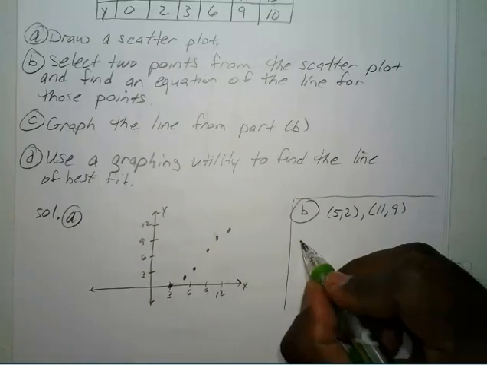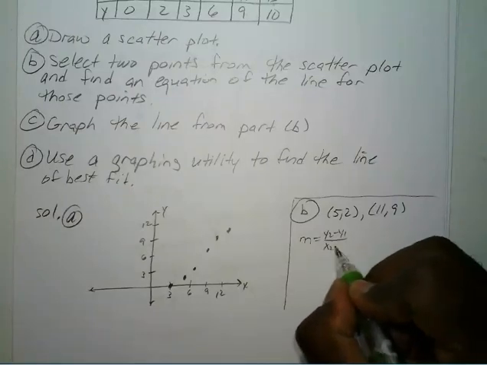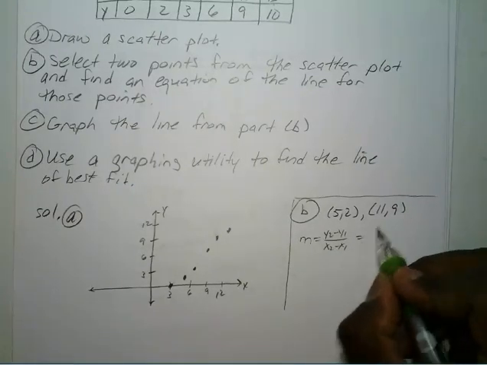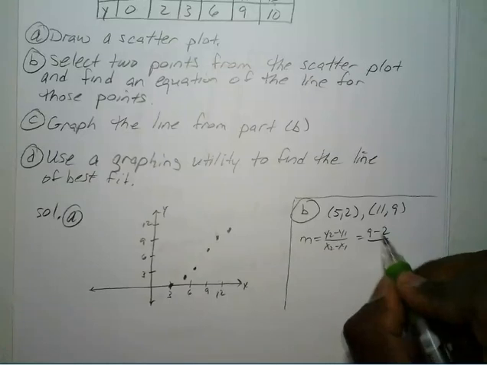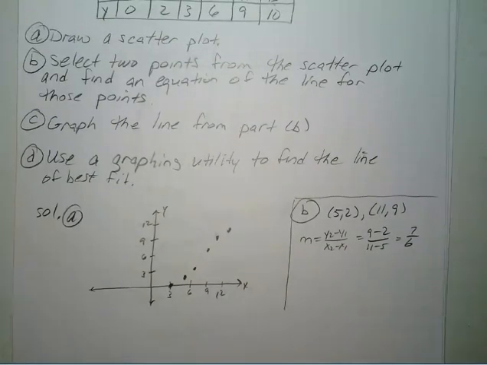Okay, so first we need our slope. It's y2 minus y1 over x2 minus x1. Okay, so that's 9 minus 2 over 11 minus 5. So our slope is 7/6.